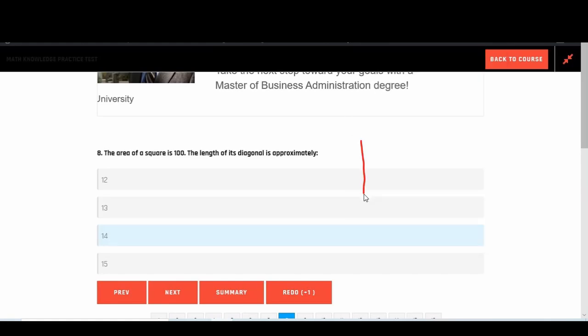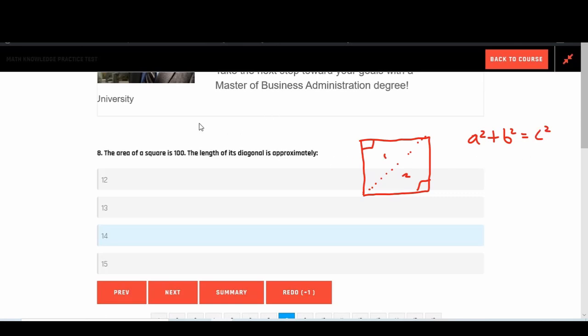Alright, so we have a square, which looks like that. We're told that the area of the square is 100, and we want the length of its diagonal, approximately. If you cut a square in half with a diagonal, you should notice that you have 2 right triangles. And as we know already, the Pythagorean theorem, which finds this diagonal across from the right angle, is a squared plus b squared equals c squared.